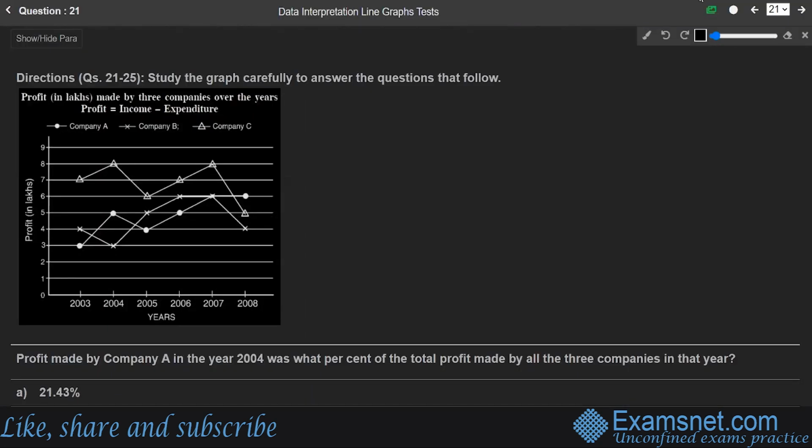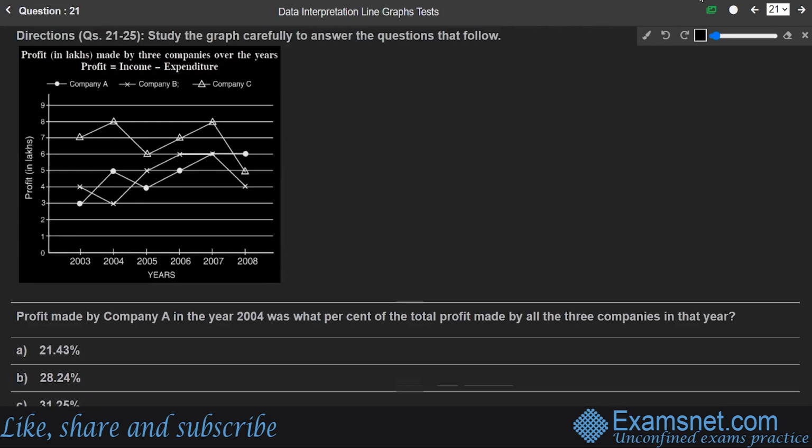Okay, so there is a new line graph given to us. We are supposed to understand the data first, and only then can we answer the question. In the graph, they are saying profit in lakhs made by three companies over the years. So for the year 2003, 4, 5 till 2008, the profit earned by three companies, company A, company B, company C, is being represented in three lines. The profit of company A is represented by a filled circle, the profit of company B by a cross, and the profit of company C by a hollow triangle.